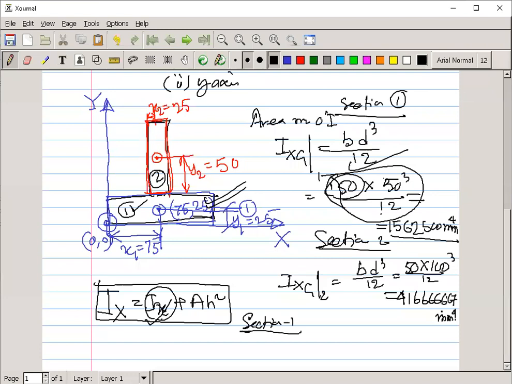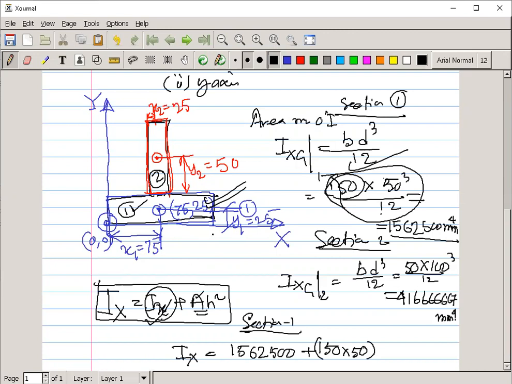So now we have to put this magnitude here. So I of x for section 1 is 1562500 plus, now what is the A? A for section 1 means area, 150 into 50, and h square. Now h is the distance between the centroidal axis of the section and the centroidal axis of the total composite.